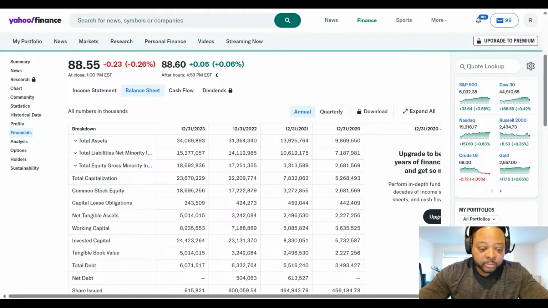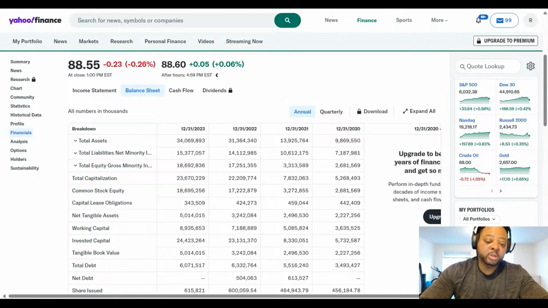Okay. This is the balance sheet. They had a total debt on here. This is telling you how much debt the company has. They have 3,493,427 dollars of total debt. This is 2020, so 2021, 5 million in debt. 2022, 6 million in debt, etc.